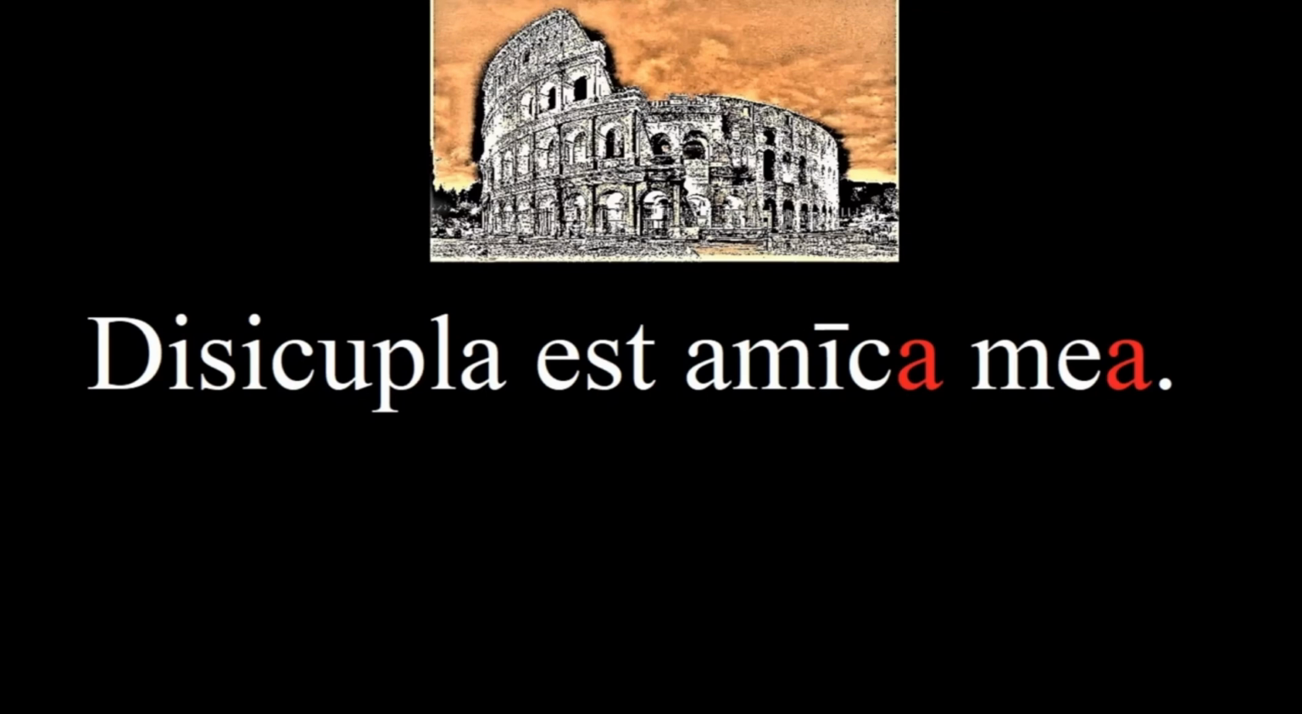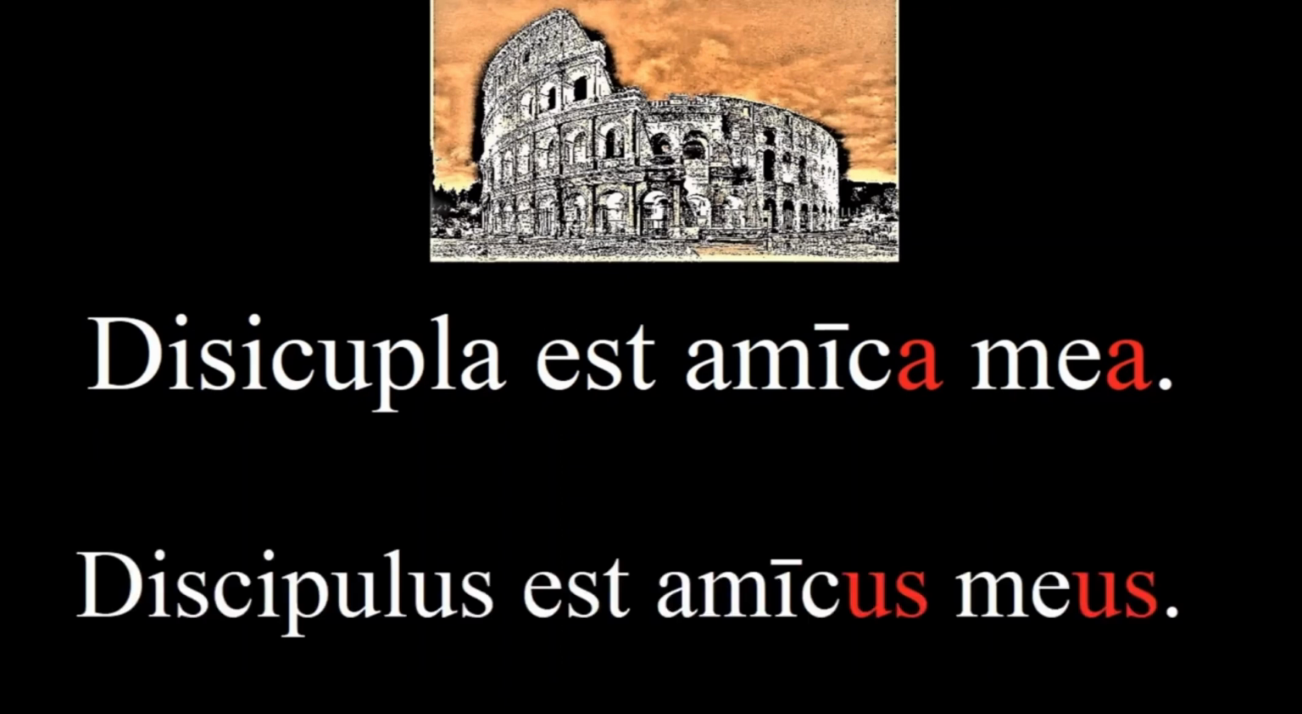When talking about our friends, we don't usually say, the student is friend. We add the word my. When we want to add this word in Latin, though, it has to be declined, just like an adjective. So the female student is my friend would be discipula est amica mea. And the male student is my friend would be discipulus est amicus meus.